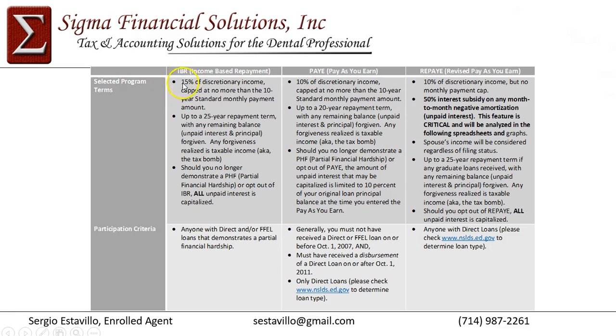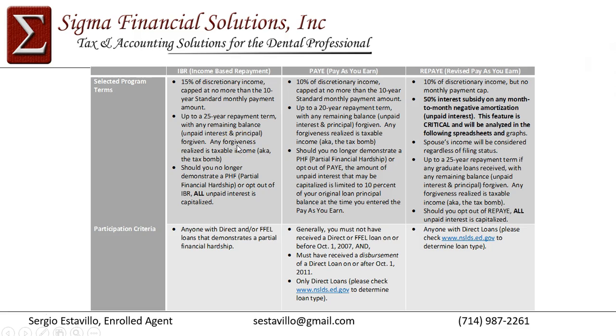So IDR, it's 15% of discretionary income, and there's a cap. So your payments would never exceed the 10-year standard payment amount. You have up to 25 years to repay, and if there's any balance that remains after 25 years, including the unpaid interest as well as the principal, it is forgiven. But any forgiveness is taxable income. A lot of people refer to it as the tax bomb.